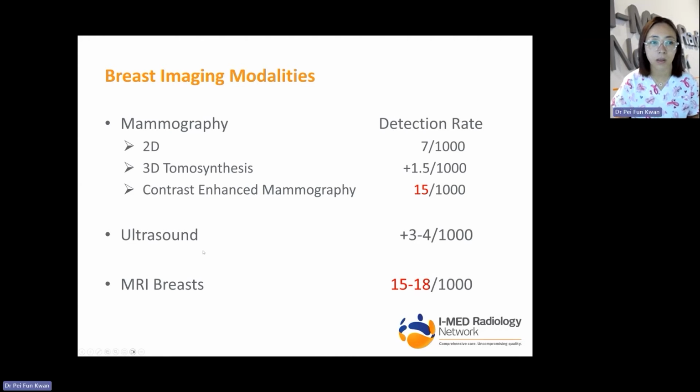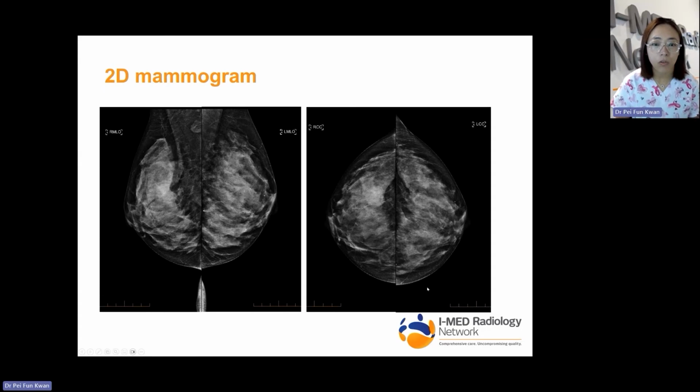Ultrasound is often used to supplement routine screening mammography, and it increases detection rate by 3 to 4 per 1,000. And MRI breast is often reserved for the breast specialist, and it is the best test and the most sensitive test in terms of detecting breast cancer. It picks up to 18 cases per 1,000. I'm going through all of the different types of breast imaging modalities so you could understand them. So this is a routine 2D mammogram.